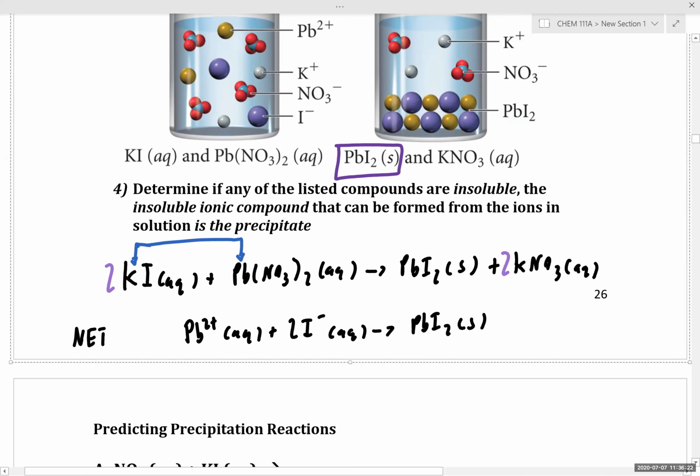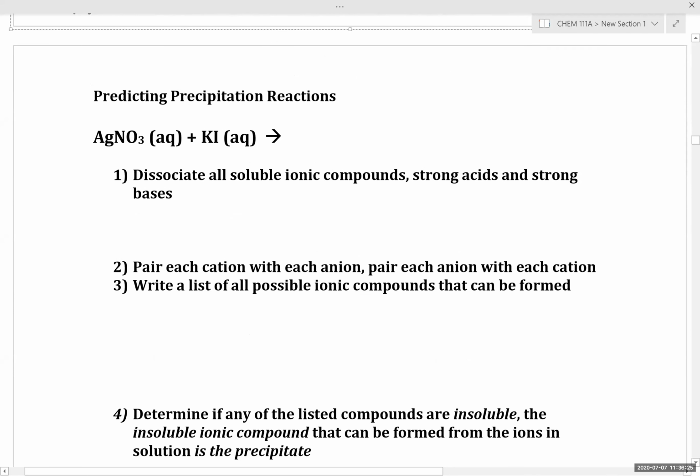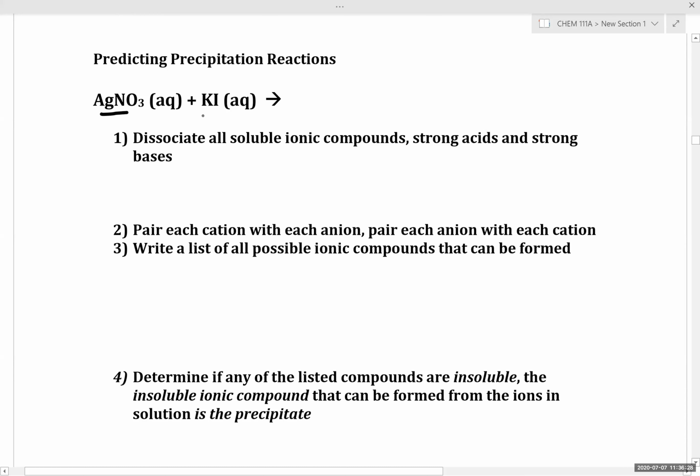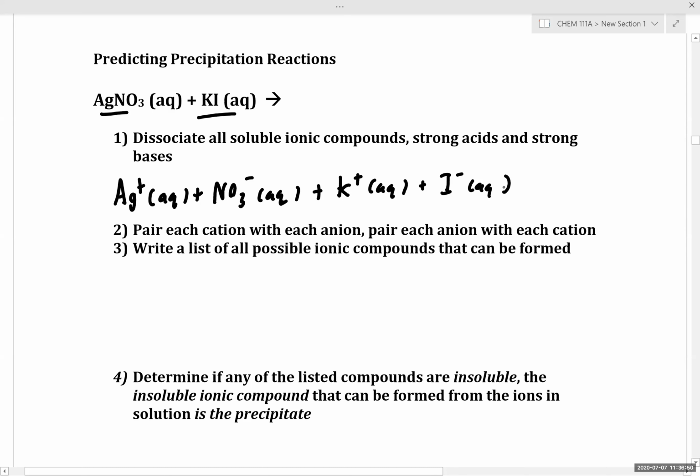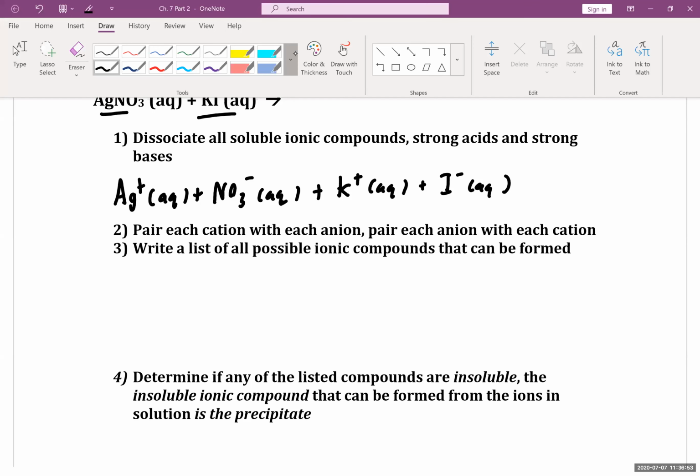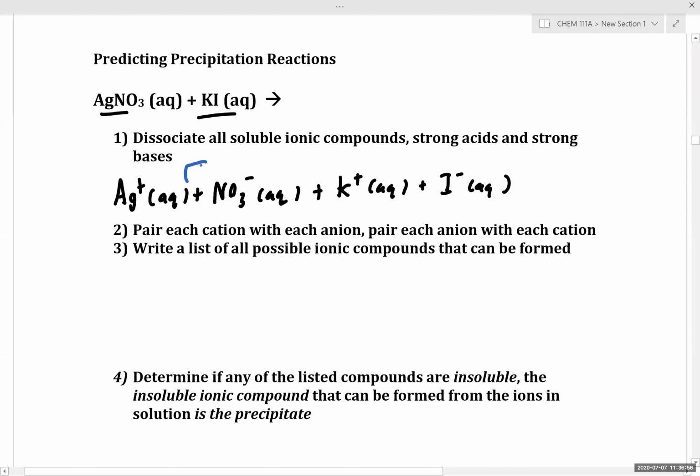Okay, so let's try to apply what we know to another example. So we have silver nitrate reacting with potassium iodide. So first things first, we're going to dissociate all of our soluble ionic compounds, strong acids and strong bases. So we're breaking apart each of our soluble ionic compounds into their component ions. And now we're going to play a guessing game where we pair each cation with each anion, or as an alternative, you can just swap your cations.